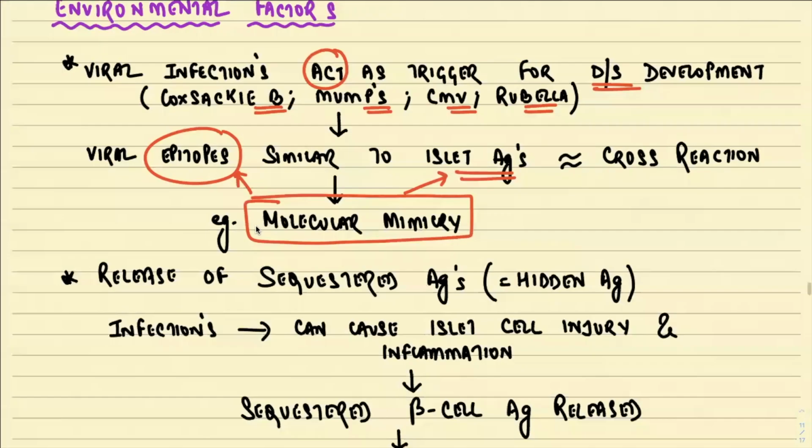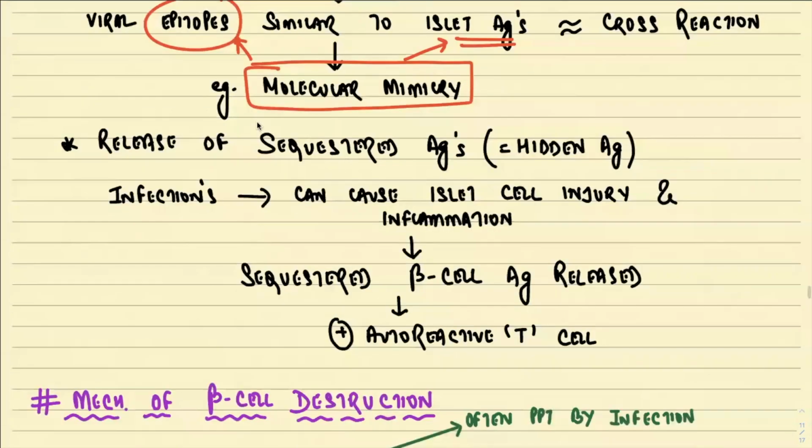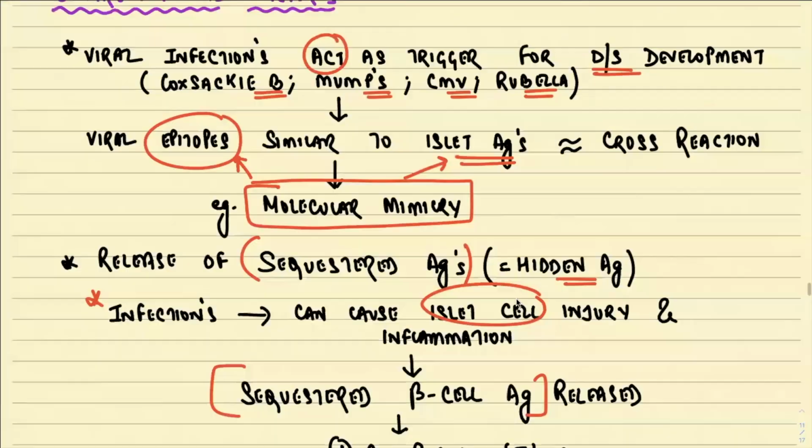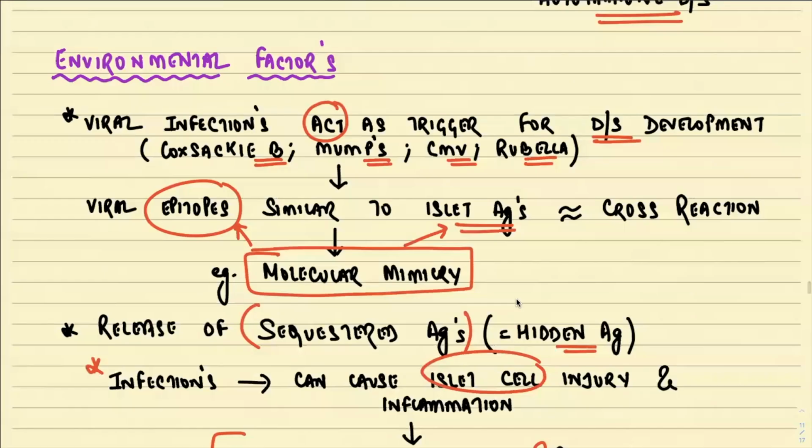Everyone knows this concept. Also, sometimes there is a release of sequestered antigens or hidden antigens. So for example, some kind of infection there causes some kind of inflammation in the pancreatic islet, leading to cell injury and release of the sequestered beta cell antigen. This, when released into the circulation, stimulates autoreactive T cell formation against the beta cell. So there are two important concepts over here. One is molecular mimicry and the other is release of the sequestered antigens. Both of them, because of the viral infections, can speed up the process of development of type 1 diabetes mellitus.